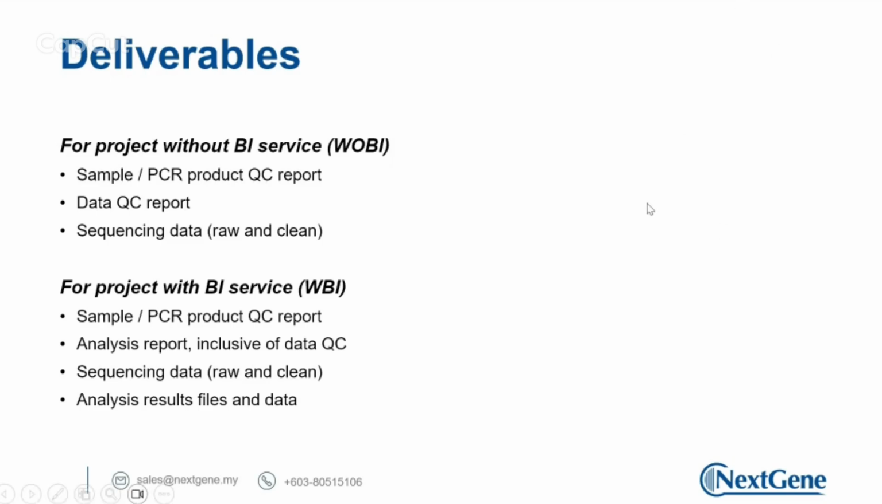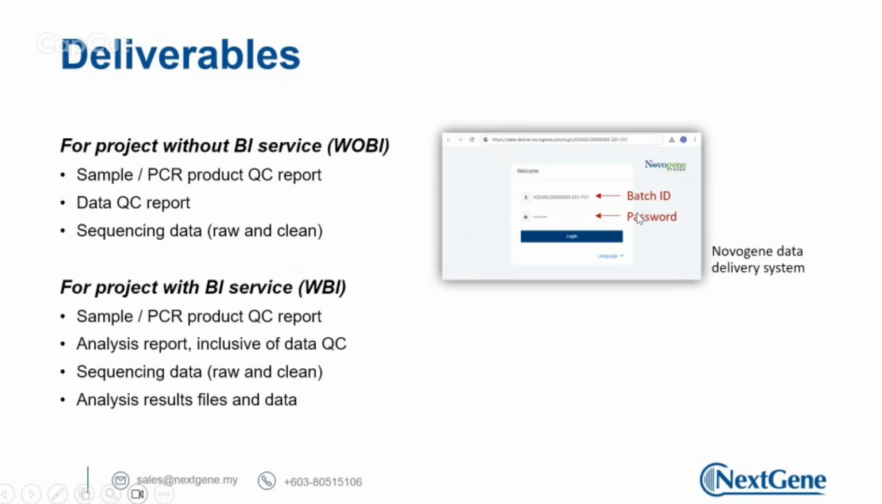And how will this data be sent over to you? For Novogene, they have a data delivery system. You will receive an email with a batch ID and password, and the link to their data delivery system. You just need to click the link and log in using the batch ID and password. Once you are inside the system, it's like a normal cloud platform like Google Drive or OneDrive. We just need to click and download whatever files are shipped for the project.